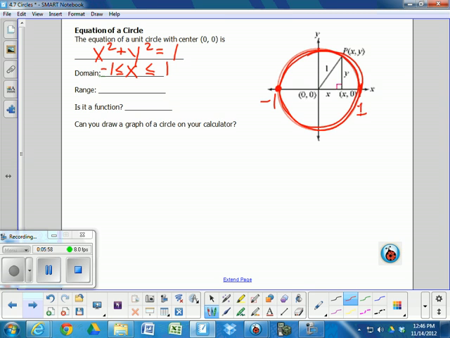The range is the same, except the range doesn't involve x, it involves y. So the range is the y's are stuck between -1 and +1. Inequality right, equals sign. You like alligator better. Okay. Is it a function? No, it's called a relation. And can we draw it on the calculator? That's the question, and we'll answer that next.